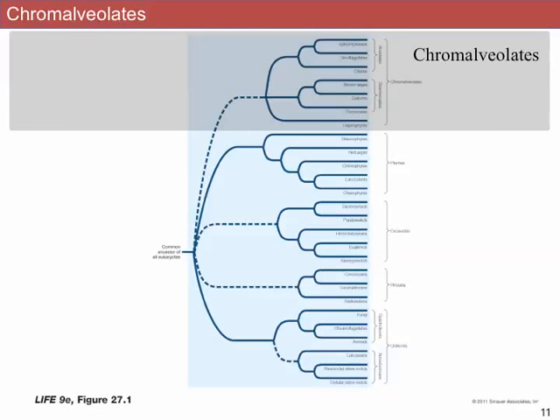So we're now going to go through the groups. I think I just barely started in on this at the end of the last lecture, so I'm just going to do it again. So the first of the 5 major lineages of eukaryotes are called the chromalveolates.